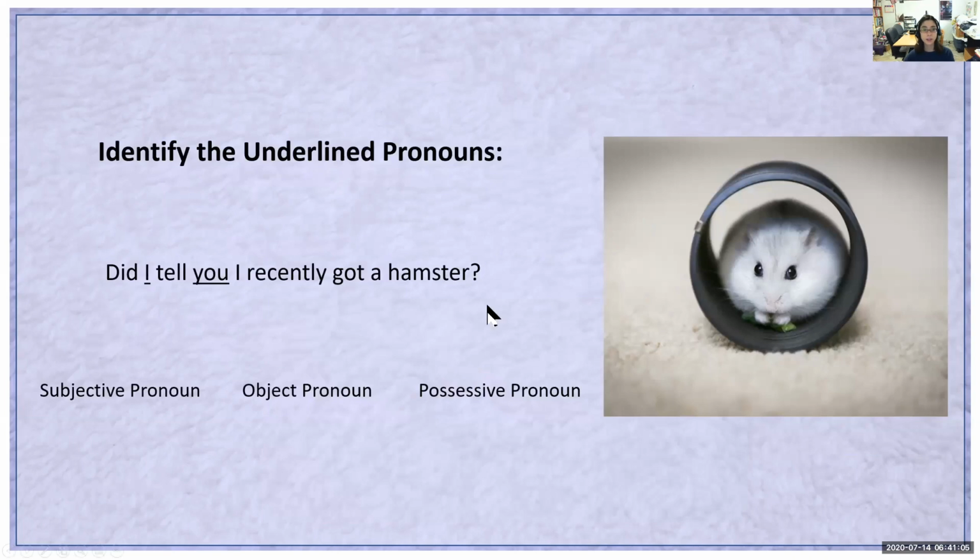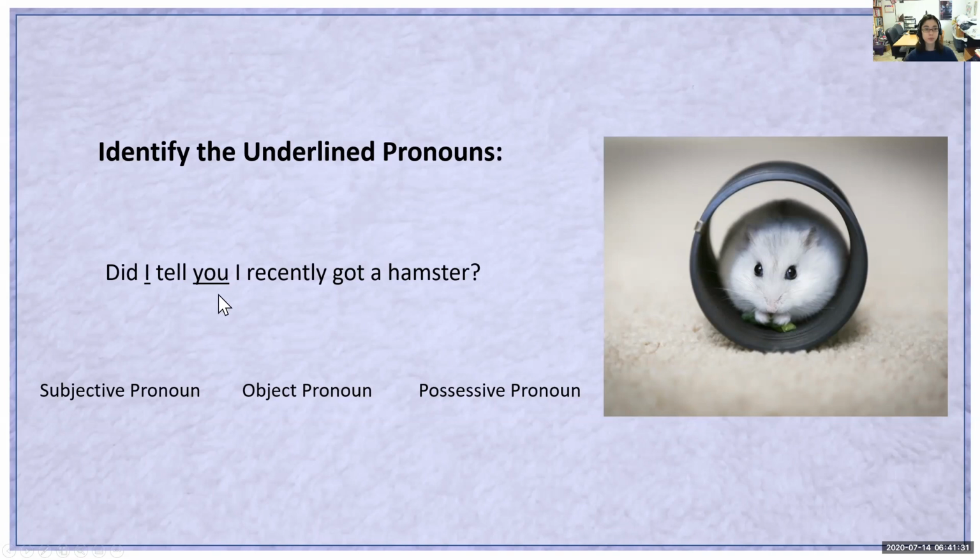What about this one? Did I tell you I recently got a hamster? So let's start out with I. Is I going to be a subjective pronoun, an objective pronoun, or a possessive pronoun? If you said that I is a subjective pronoun, you are correct. It is the subject of a sentence. I is the subject of that sentence.